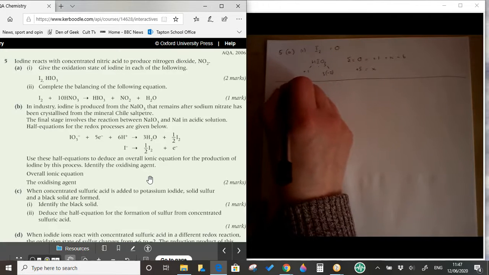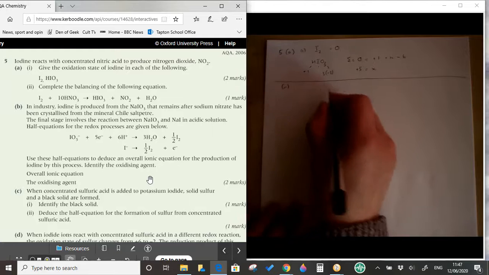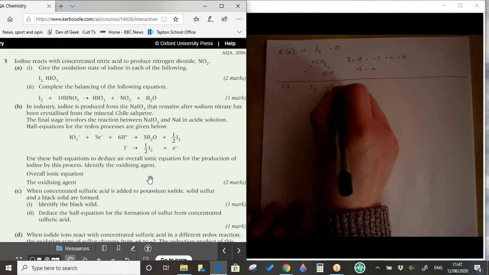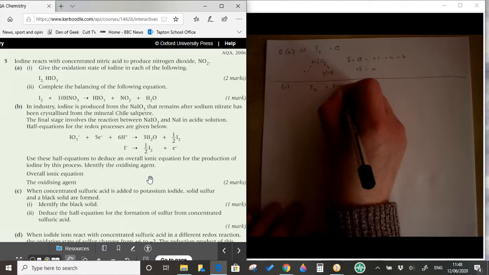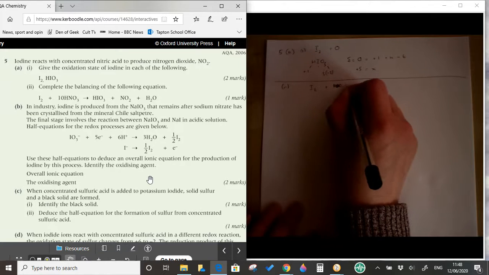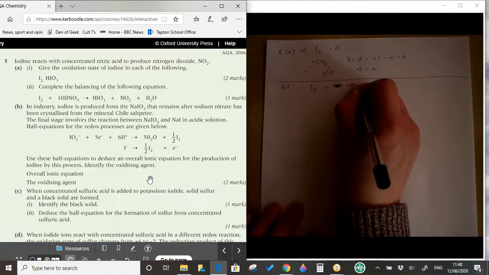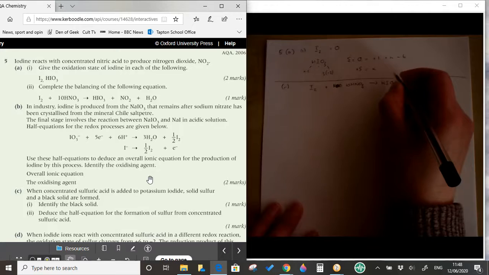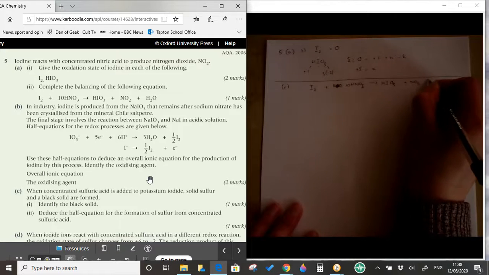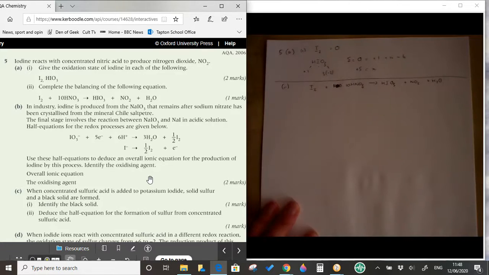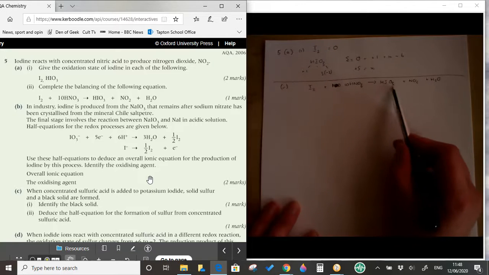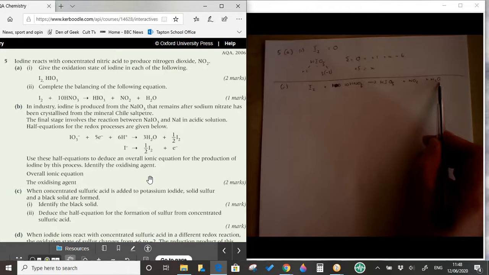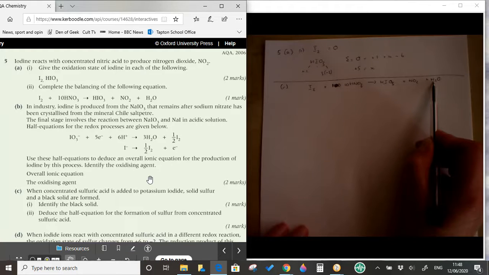Right, part 2. Complete the balancing of the following equation. So I2 plus 10 HNO3 gives HIO3 plus NO2 plus H2O. Now, this one on the face of it is quite tricky, because if we look at the chemicals on the right-hand side, there's oxygen in all 3 of them, and there's hydrogen in 2 of them. So that makes the balancing quite tricky.